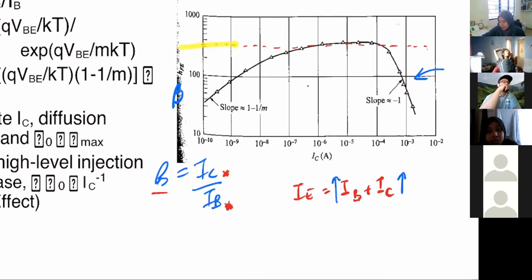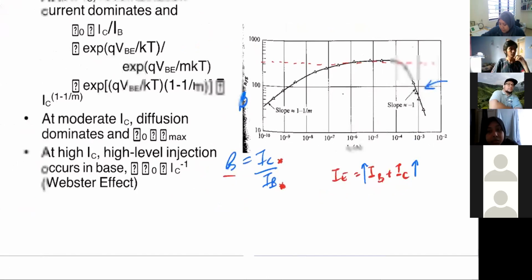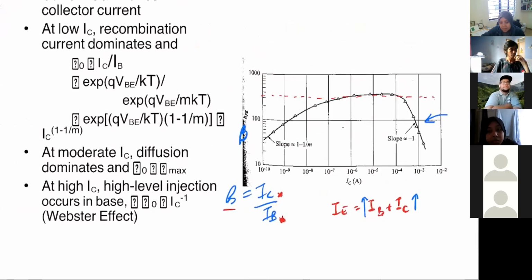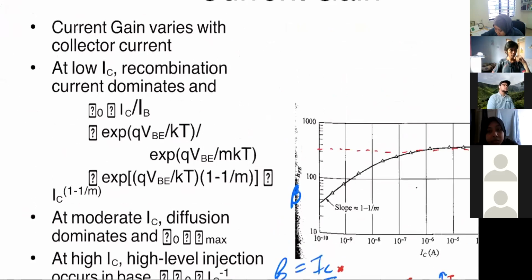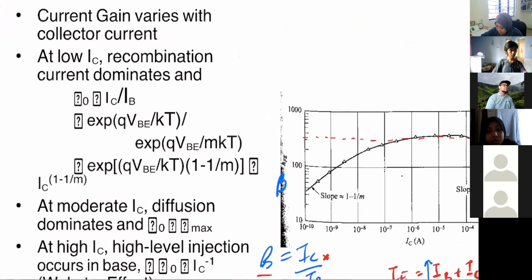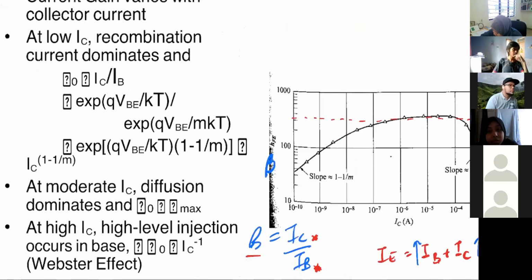Ideally it's supposed to be like this. This is the ideal region where beta is constant. But in real life, it doesn't happen like that. That's why we engineers and scientists need to think of a reason when we find something. So at low collector current, recombination current dominates.